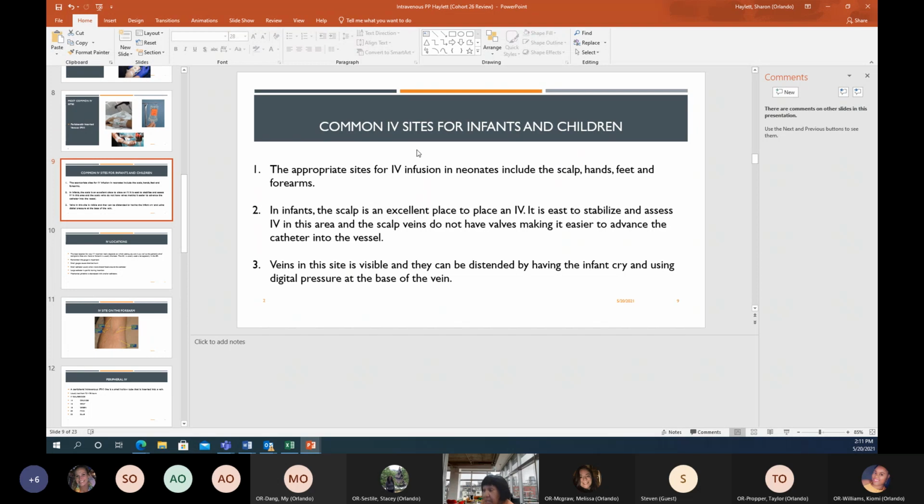Okay. Common IV sites for children, infants, and toddlers. That's an important one. The appropriate sites for IV infusion in neonates include the scalp, the hands, feet, and the forearms. It's important that we remember that part. The scalp is the number one place we do IVs for neonates, and for children 6 months and less, usually the scalp. They're moving away from it now, but they're still using it, and that's where we should focus.